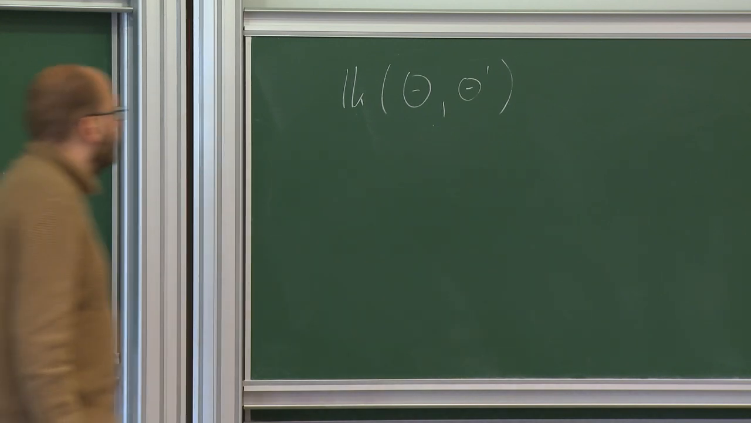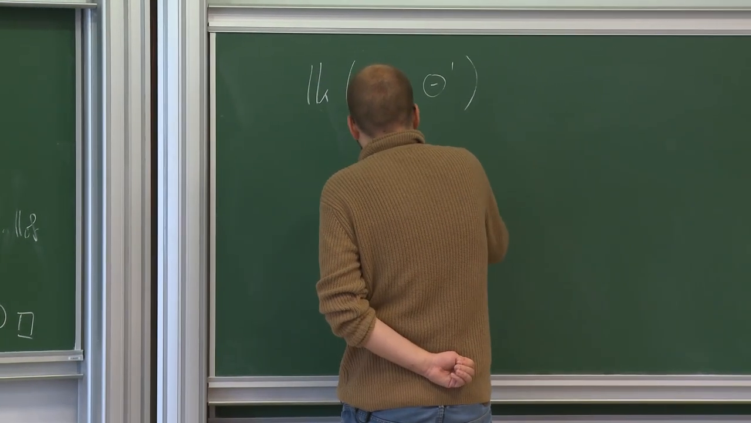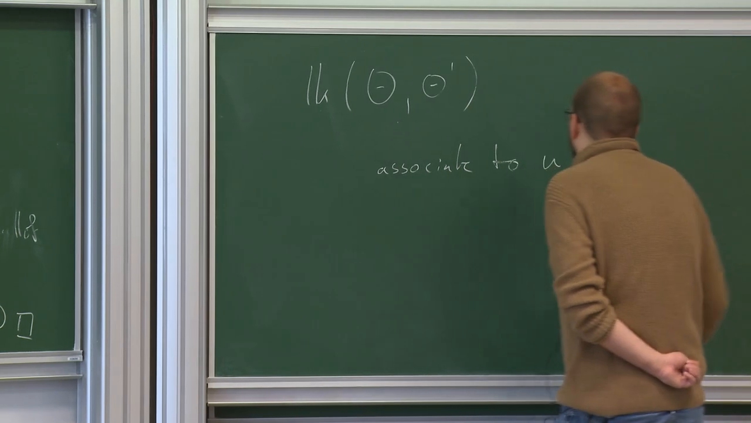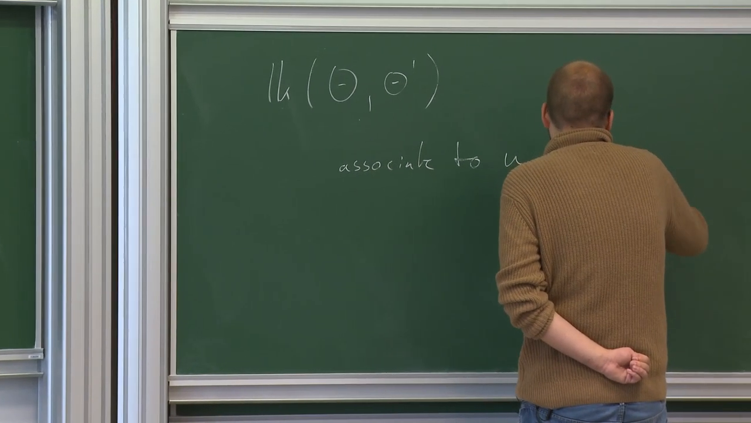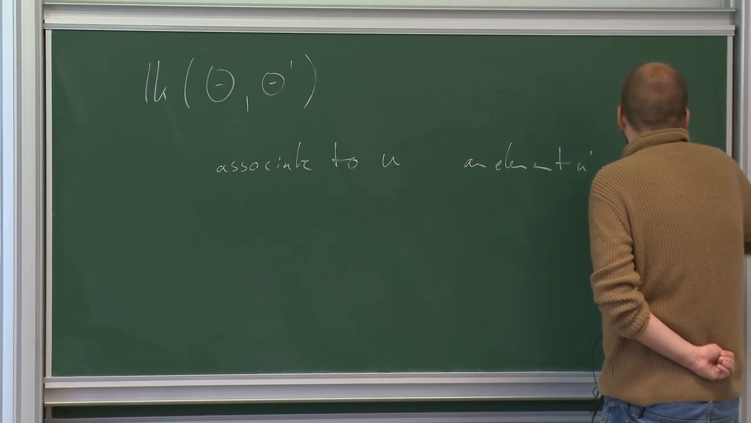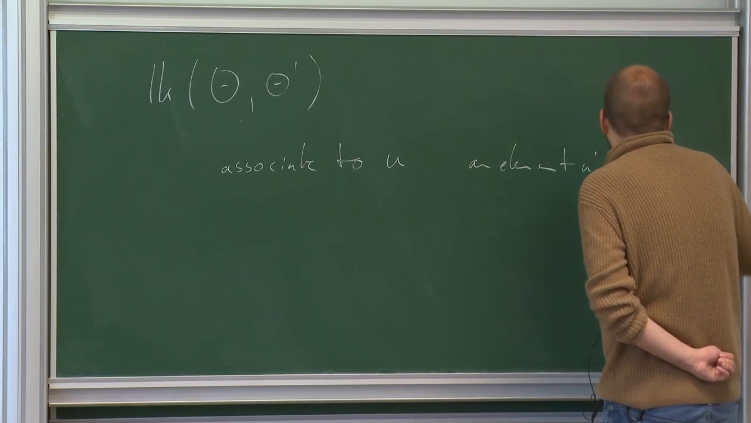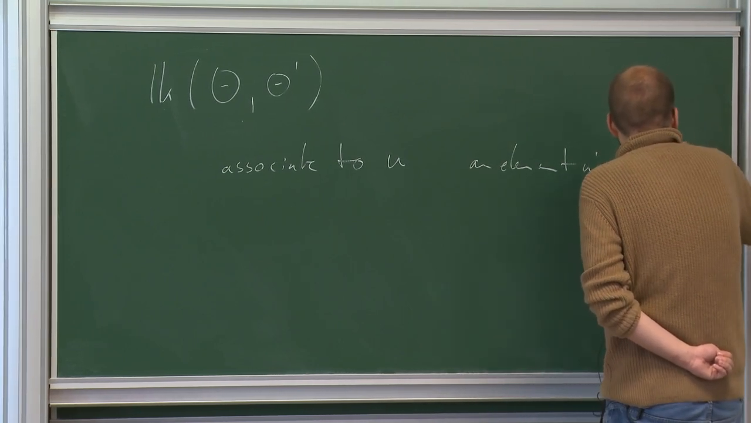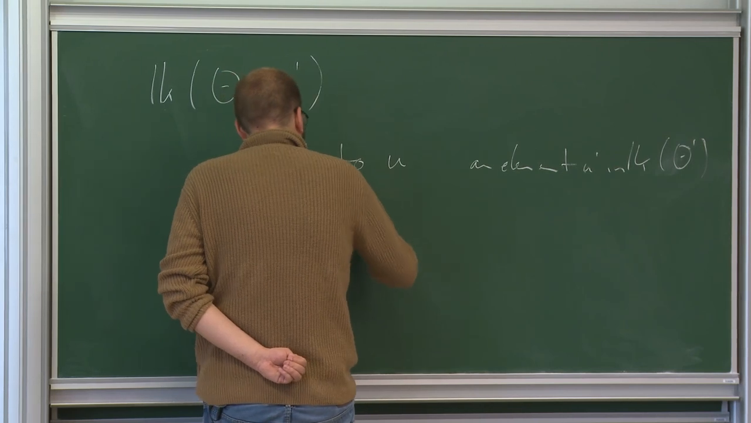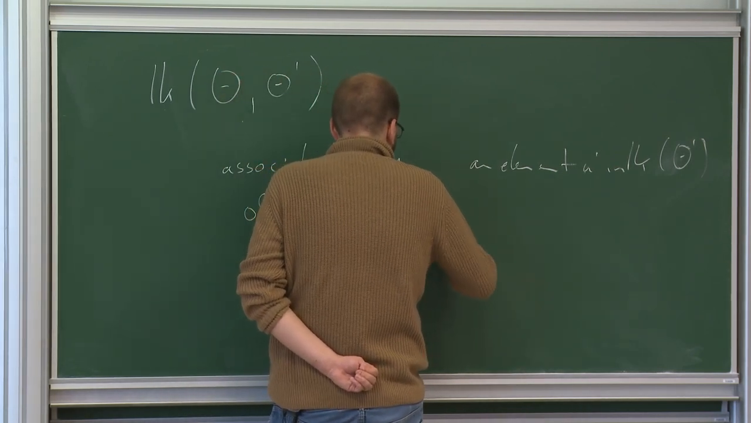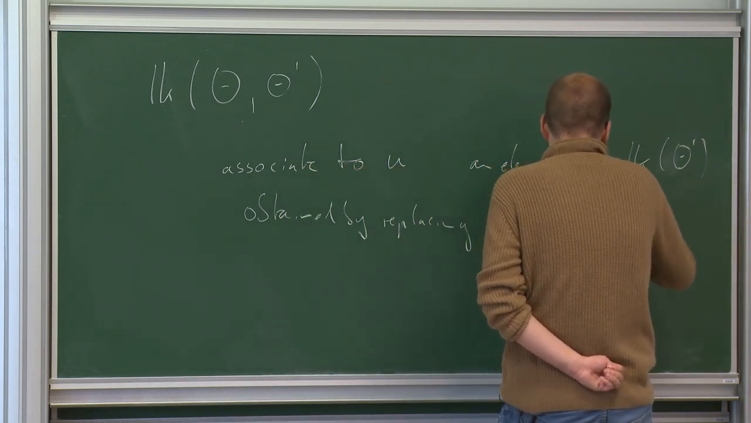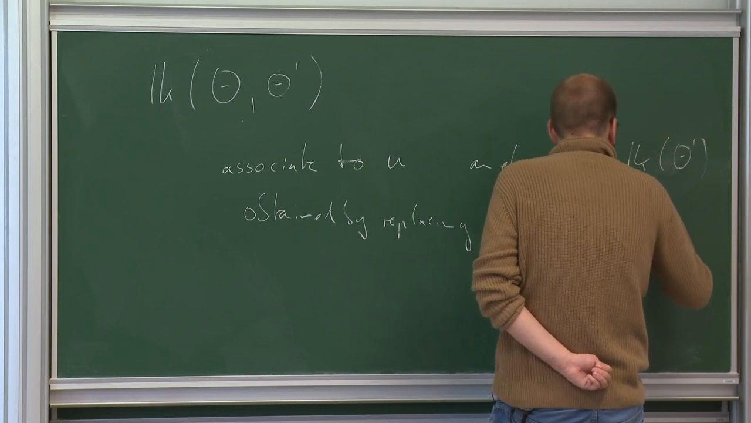And now what I will do, I will associate to u an element u prime in k of theta prime, obtained by replacing an entry theta ij with the corresponding entry theta ij prime.